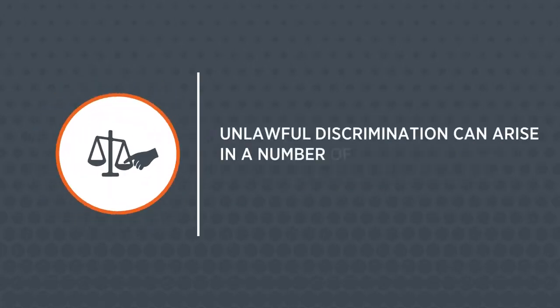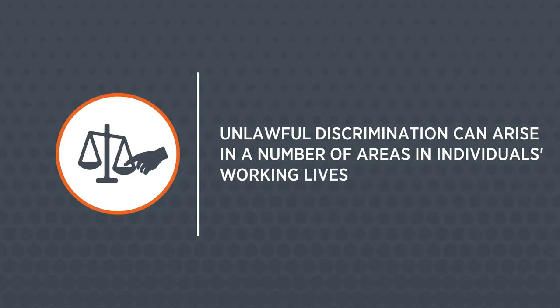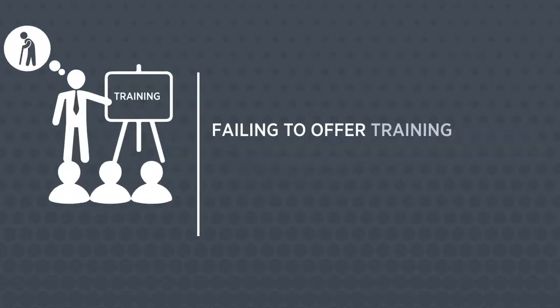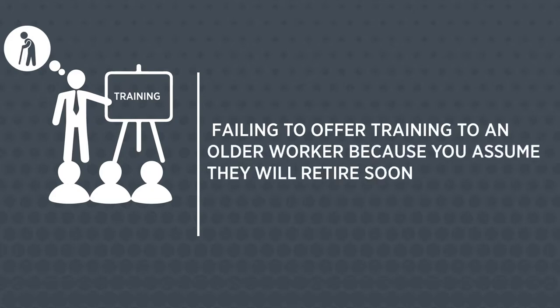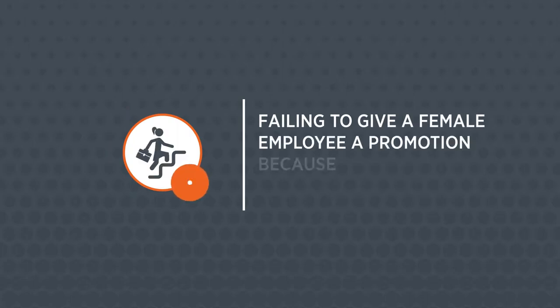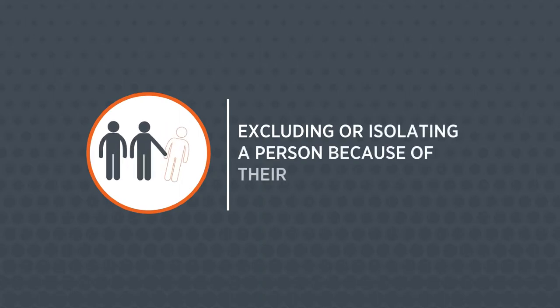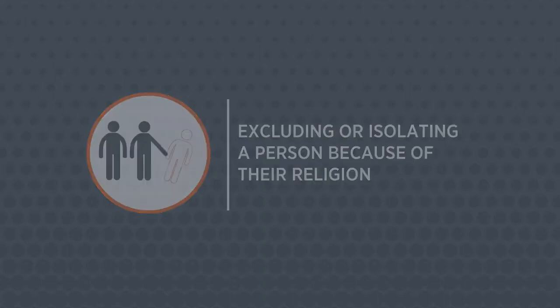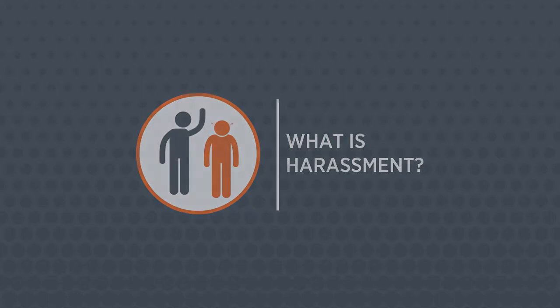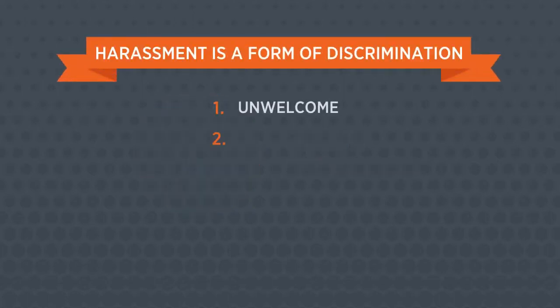Unlawful discrimination can arise in a number of areas in individuals' working lives. Examples include failing to offer training to an older worker because you assume they will retire soon, failing to give a female employee a promotion because she has children or is pregnant, excluding or isolating a person because of their religion. What is harassment? Harassment is a form of discrimination.